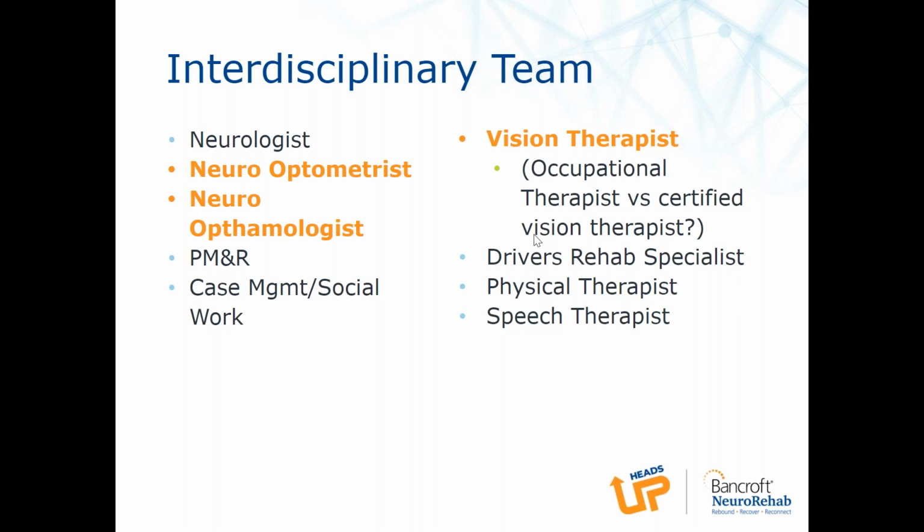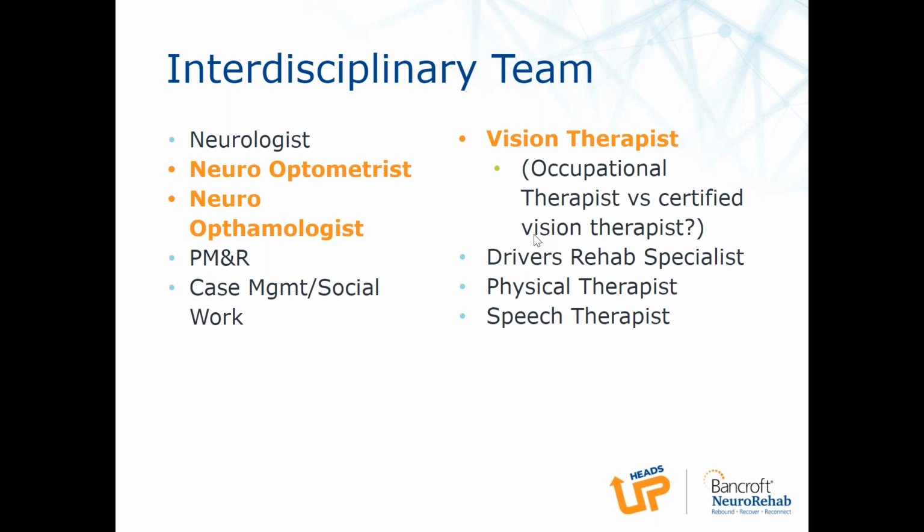And again, this is kind of, in general, the acquired brain injury population. You're going to have your neurologist, case management, PM&R, speech, OT, physical therapy. But specific to somebody who would benefit from vision therapy, we want to have really specifically two key players on board that we would not typically see if someone didn't have vision symptoms. And those two people are a neuro-optometrist and a neuro-ophthalmologist.